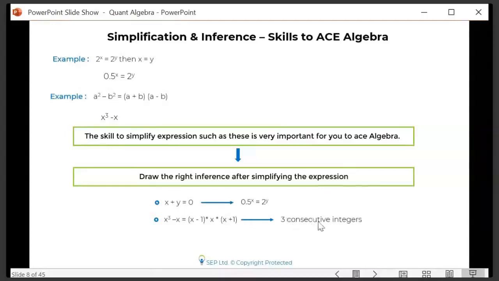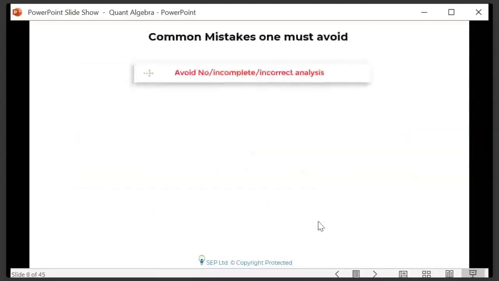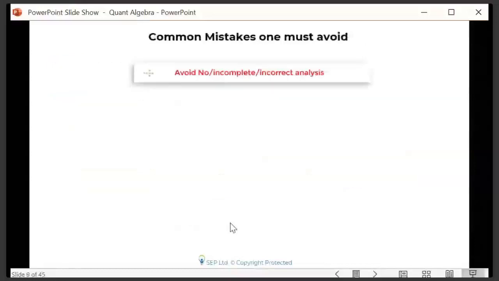Okay. Now, there are also some other common mistakes which I talk about a lot, and I feel that you should be able to avoid in general also. It's not only about algebra, but you should be able to avoid mistakes like not doing the right analysis. And when I say avoid incomplete or no analysis, I'm talking about a scenario like this. You've done your calculation, you wrote it as x minus 1, x plus 1, but if you leave it at that place and don't do proper analysis and come to the inference that there are three consecutive integers, you may not be able to get the right answer.